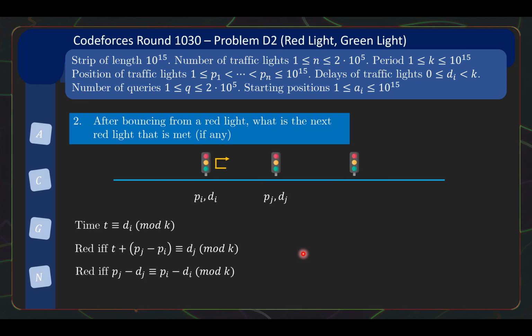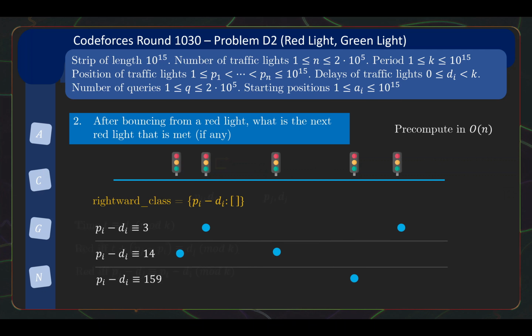So very easy. I calculate the p minus d here. Then I take the remainder mod k. I check p minus d here. Is it the same remainder? No. Then I check, is this the same remainder? No. Then I check, is this the same remainder? And so on. So, okay, it sounds a bit faster now, but I still have to check so many traffic lights.